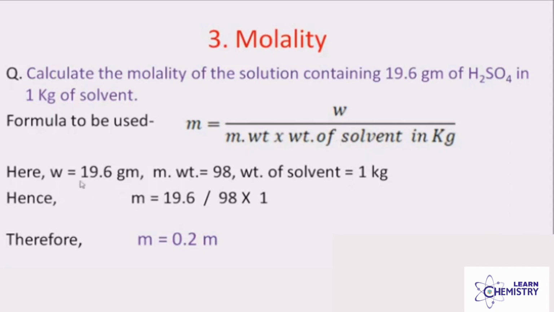Given data, weight is 19.6 grams, molecular weight is 98, and weight of the solvent is 1 kilogram. So by putting all these values in this equation, we can calculate m is equal to 19.6 upon 98 into 1, which is equal to 0.2 molal. The answer is molality is equal to 0.2 molal.